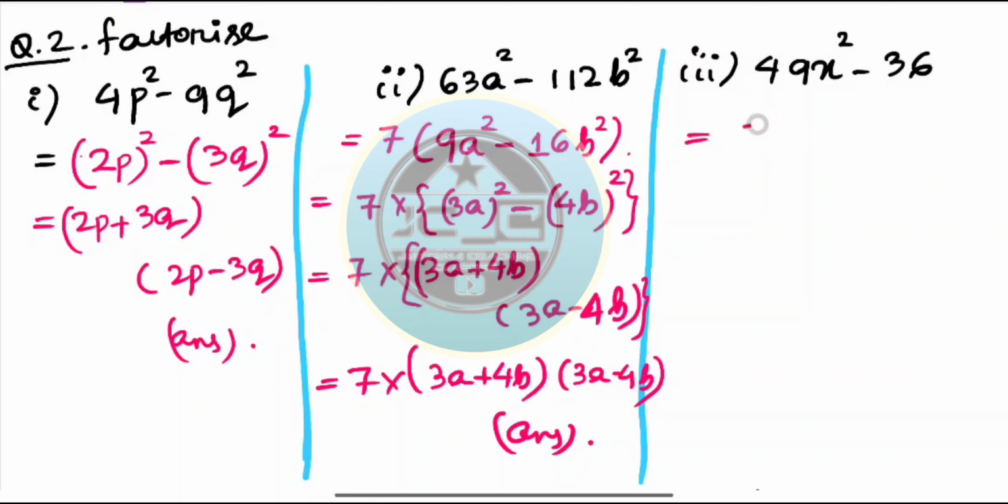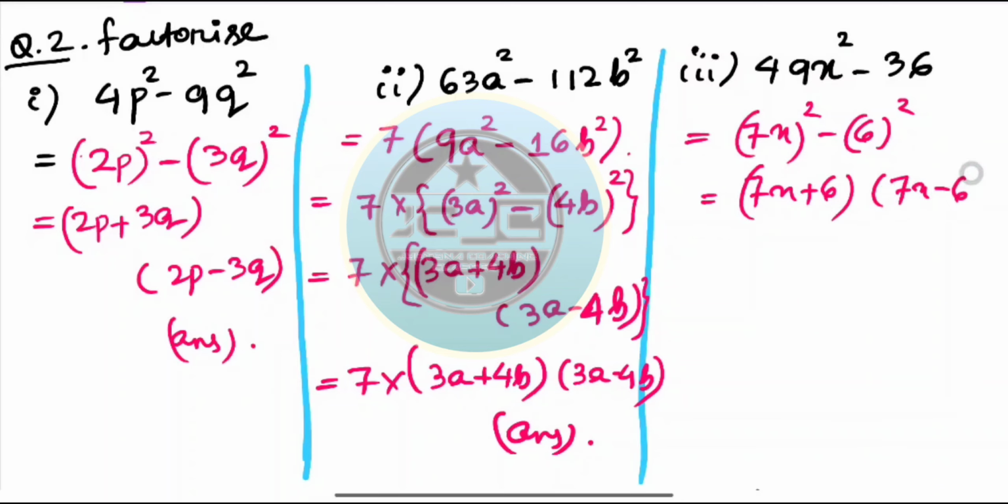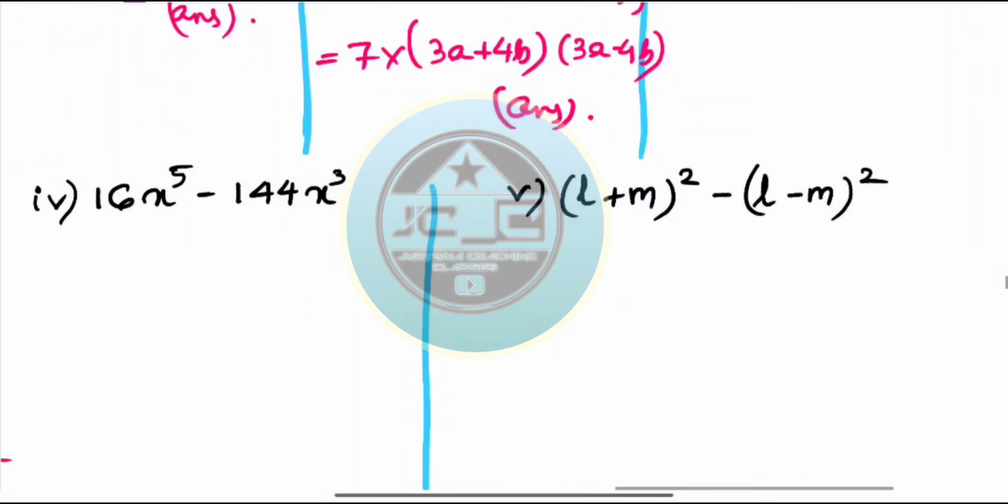49x square is 7x whole square minus 6 whole square. This is a square minus b square, so 7x plus 6 whole into 7x minus 6. This is the final answer. Clear or not? Now let's move to the fourth one.